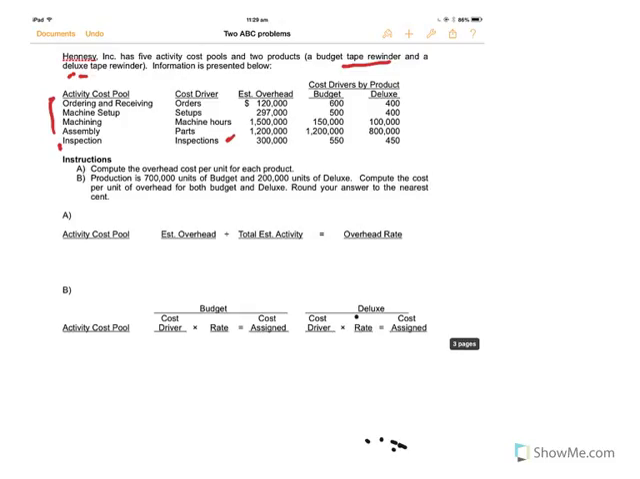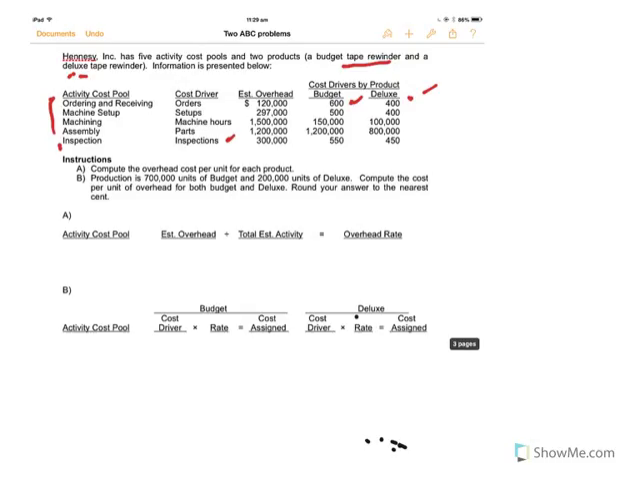$120,000 in ordering and receiving. $297,000 for the number of times we have to do machine setups. And the machining hours, $1,500,000. Assembly, the parts, $1,200,000. And there's going to be $300,000 for inspections. So that's the activity for the whole year. And we expect that budget would consume 600 purchasing orders and deluxe 400, and so on. This is the consumption of the activities by the 2 products.